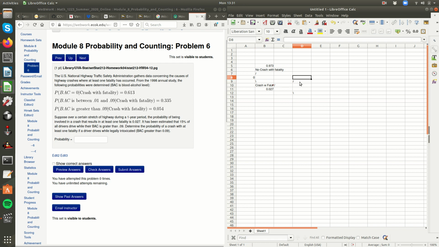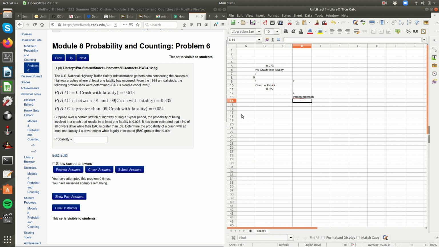So the next thing I'm going to do, I know I have a crash with a fatality. That's my given, right? So we know that we have a crash with a fatality. We want to ask what's the probability that the driver was intoxicated, right? So we're considering a blood alcohol of greater than 0.09 as intoxicated, right? So this is intoxicated given, and I'm going to use that big bar there. I didn't spell intoxicated right, but given that we have the crash.